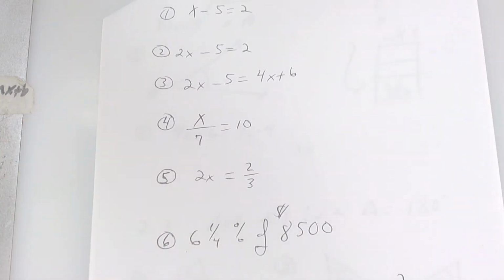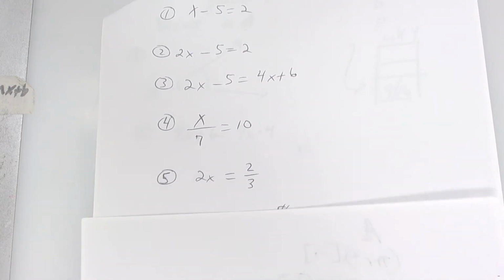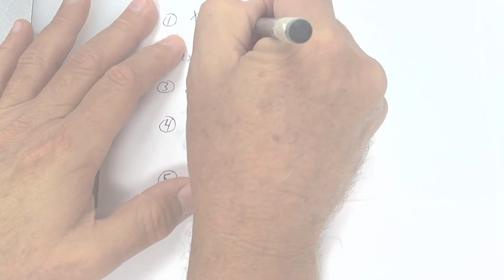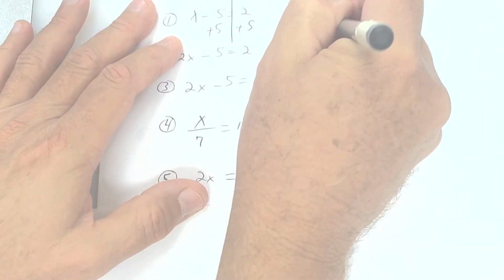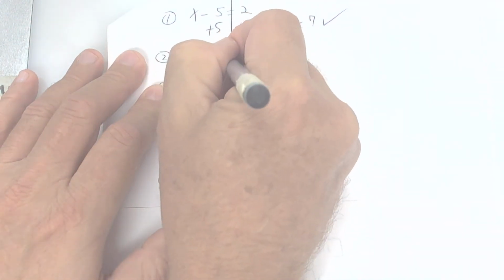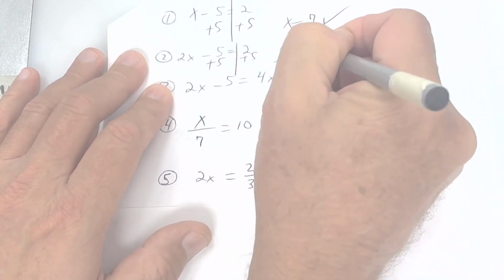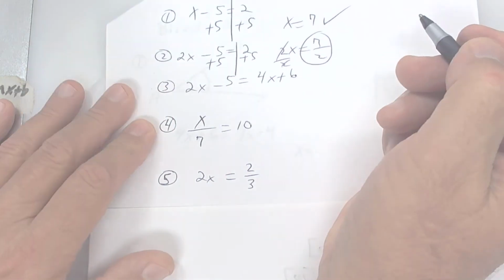I want you to work all 5 of those. So right now, take a minute, copy them down, and work all 5 of those. Well, to do that, you draw your line. You add 5. This is easy. So you get x equals 7. That one's done. This one, you're going to add 5, and you're going to get 2x is equal to 7. Then you're going to divide by 2, and you get 7 over 2.